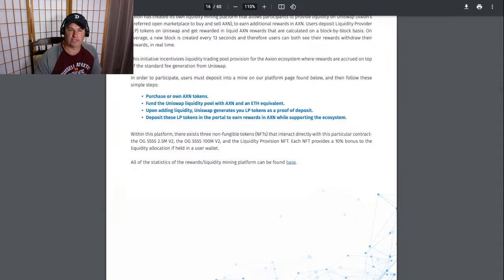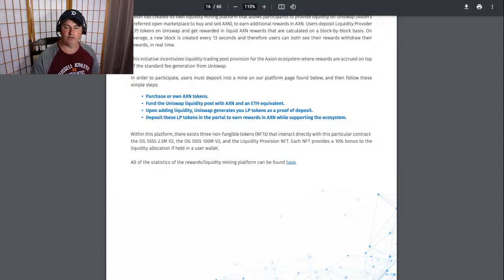Within this platform, there exist 3 non-fungible tokens, or NFTs, that interact directly with this particular contract: the OG 555 2.5 million one, the OG 555 100 million one, and the liquidity provision NFT. Two of them are for stakes that were issued earlier on in Axion's life for people staking 15 years, and the other one is for people that provided liquidity at the beginning of the Axion pair, and so they got given NFTs.